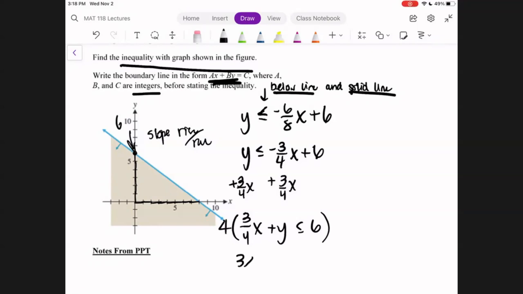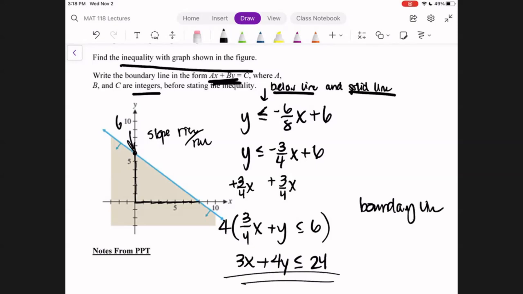So this will be 3x. This will be 4y. This will be less than 24. So this is the graph here. Remember, if you want just the boundary line, it's what you have, but you just have equal to. So the boundary line is this. Okay.